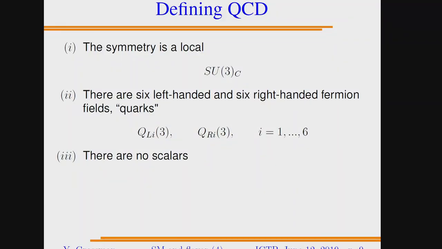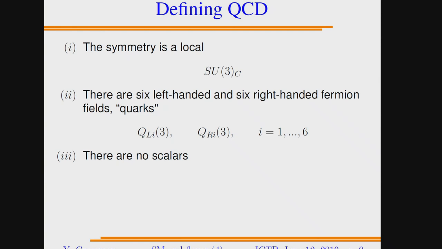And I want to define it because I really love to finally do model building because I know the algorithm. So I provide the input. So what is the input? I provide a symmetry. The symmetry is SU3, and I call it C for color. So it's SU3 color. And I provide 6 left-handed fermions and 6 right-handed fermions. And these fermions are called quarks, okay? And there's no scalars in this model.